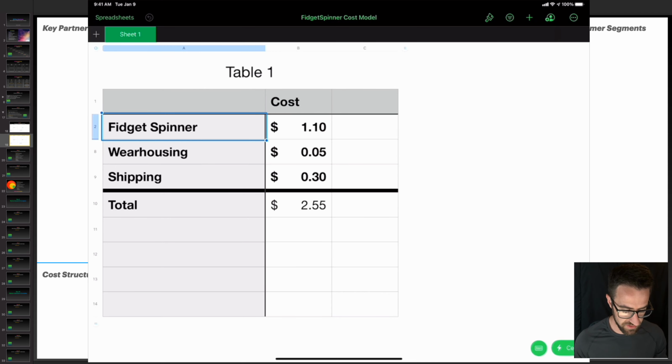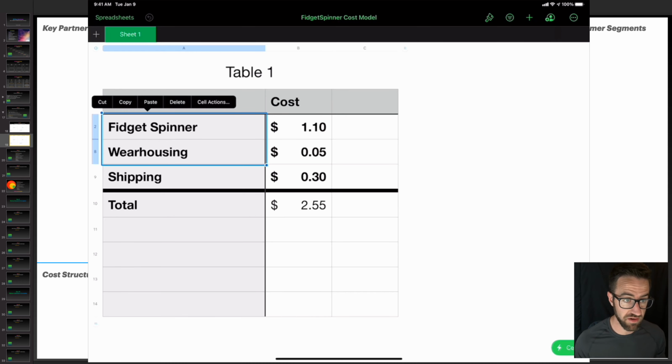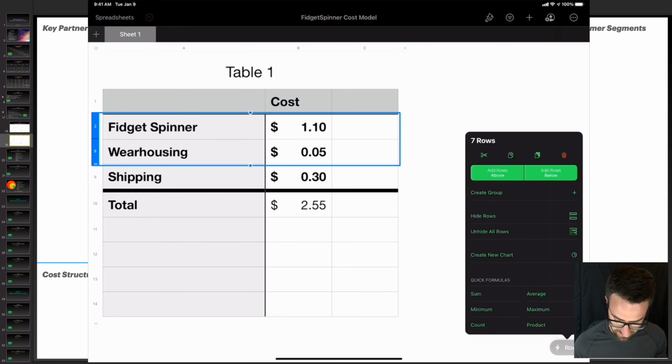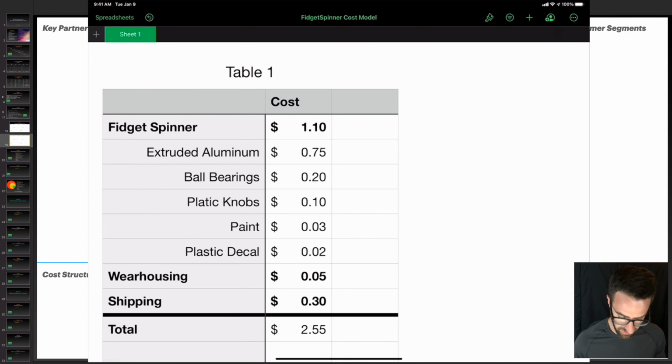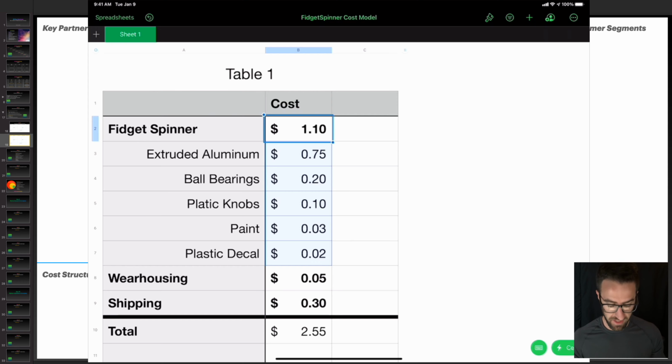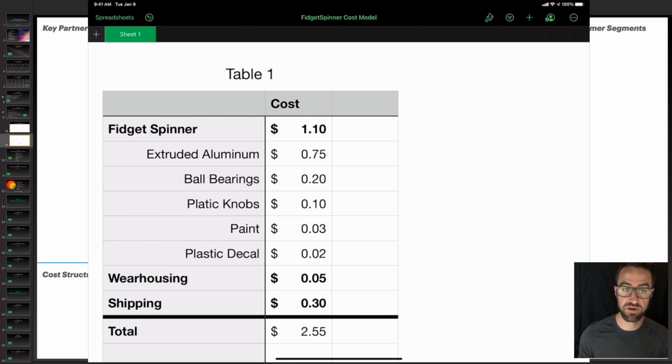Now, what I also did is you can see that I have some columns hidden here on the left. I'm going to unhide them. Let's see if I can unhide them here. Row actions. Let's unhide all rows. Okay, great. Now what we have is more than just the cost of the fidget spinner, which would be this $1.10. We have all of the components that make up the total cost of the fidget spinner, which is that total there, right? So we have extruded aluminum, ball bearings, plastic knobs, paint, and like plastic decal. Let's say our fidget spinner has a design on it, all right?